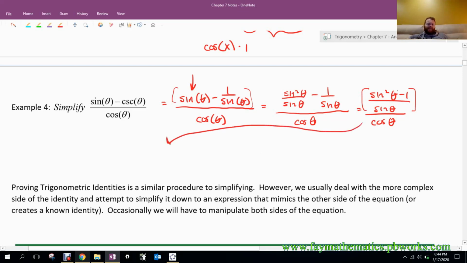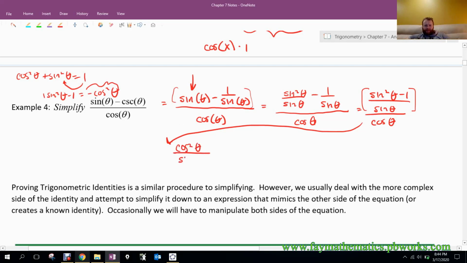Now what I can do, I see sine squared theta minus 1, and that rings a bell with me. Because if I have cosine squared theta plus sine squared theta equals 1, can I move that 1 over? So it gives me cosine squared theta plus sine squared theta minus 1 equals now 0. But let's move that cosine squared over. So does this make sense? That sine squared theta minus 1 is equal to the negative cosine squared theta. So I know that that top becomes cosine squared theta.